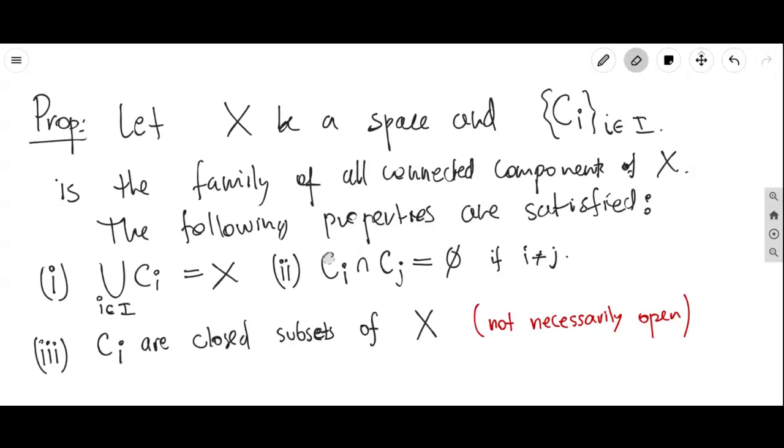Maybe the confusion comes from the fact that before we were calling the clopen sets with the letter C, so you might be psychologically relating them to the clopen sets. I'm not saying that these are the clopen sets. If X is disconnected, it has a clopen set, but I'm not saying those are the clopen sets. They're closed subsets, not necessarily open.